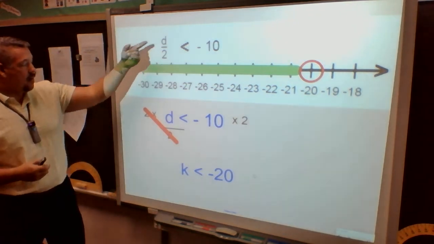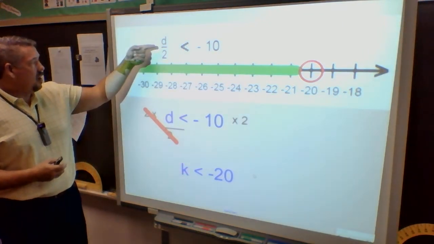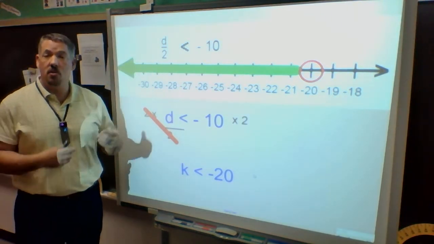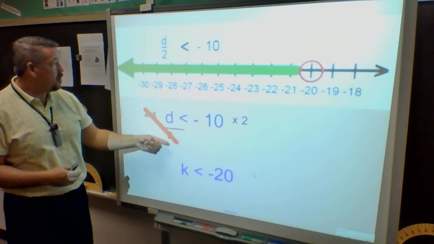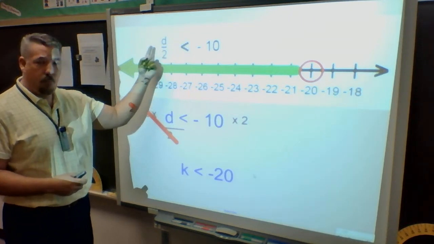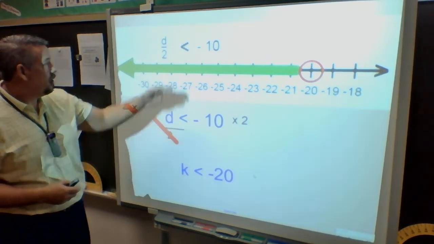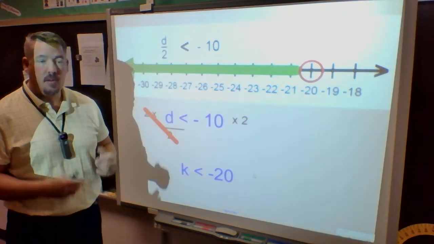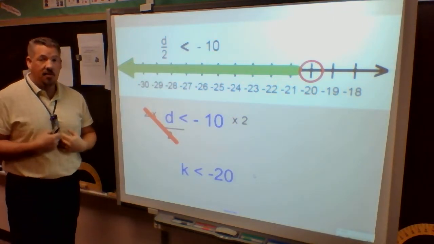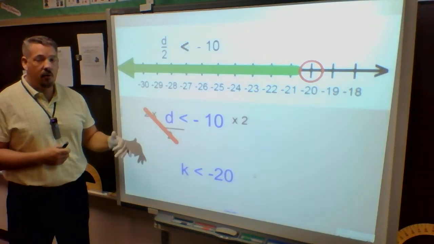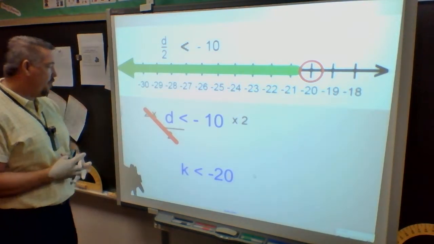So I started by writing my math problem down. D divided by 2, because once again a fraction is always division. D divided by 2 is less than, because it's pointing to it, is less than negative 10. All right, I copied it correctly. That has happened to me. I've copied them down incorrectly, so that's got to be my first step.